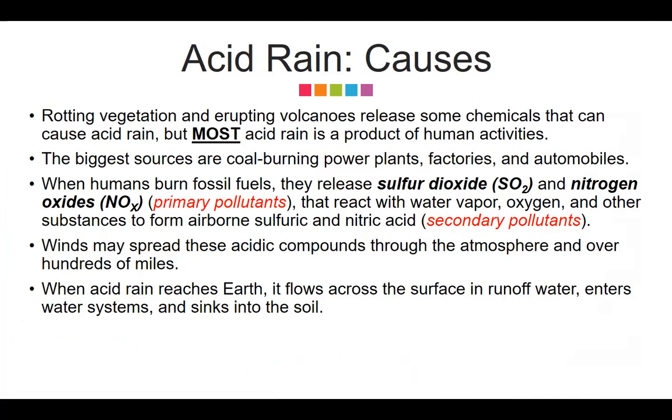Okay, so what are the causes of acid rain? Rotting vegetation and erupting volcanoes release some chemicals that can cause acid rain, but most acid rain is a product of human activities. The biggest sources are coal-burning power plants, factories, and automobiles. When humans burn fossil fuels, they release sulfur dioxide and nitrogen oxides. Remember NO2 or NO, nitrous oxide, nitrogen dioxide. All three of these are primary pollutants that react with water vapor, oxygen, and other substances to form airborne sulfuric and nitric acid. Those are secondary pollutants.